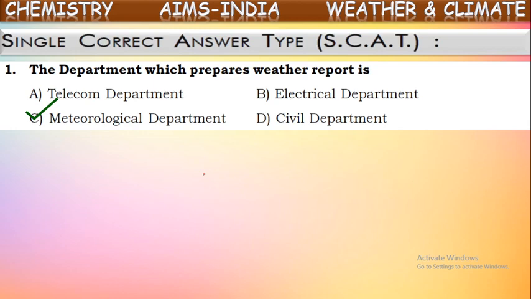What did we say is the meaning of weather forecast? The reports which give information about the weather in the coming days is weather forecast. So this will be given by the meteorological department in our India. Okay, meteorological department. They observe the weather and they give reports about weather.